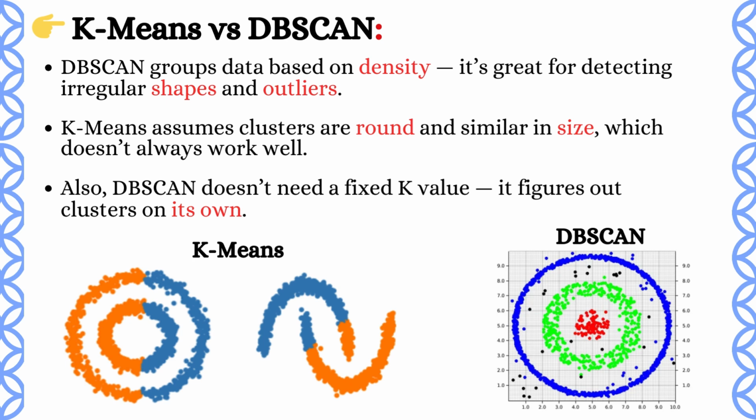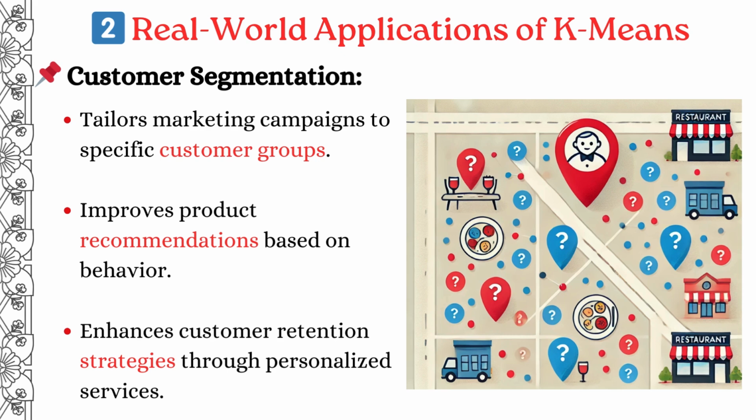So, while K-means is fast and simple, other algorithms might be a better fit depending on the shape and noise in your data. 2. Real-world applications of K-means. Now let's talk about where K-means is actually used in the real world, and you'll see just how versatile it is. Customer segmentation. Businesses use K-means to group customers by behavior, demographics, or purchase patterns.